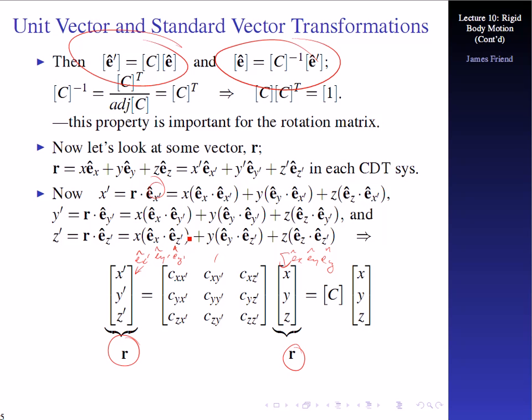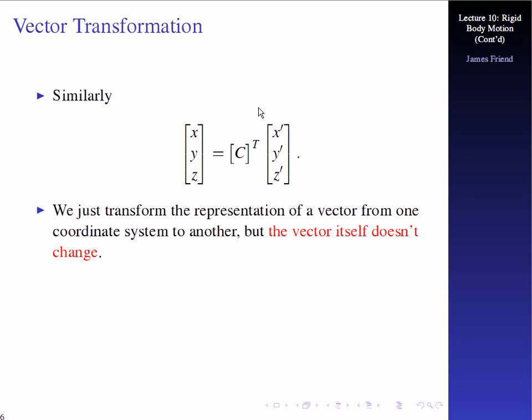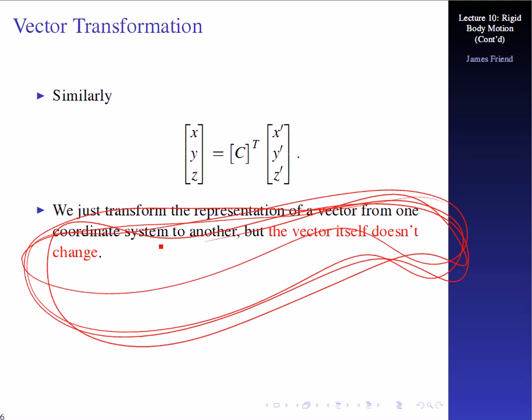And then the C matrix is the link between the two representations, and as a consequence, it actually uses both sets of unit vectors, and how the scalars, how this transformation goes between the two. We can go the other direction as well. Notice that instead of having to write the inverse, since the adjoint is just equal to 1, we actually use minus 1. And so then X, Y, Z is actually equal to C transpose X prime, Y prime, Z prime. We just transform the representation of the vector from one coordinate system to the other, but the vector itself does not change, okay? Do not forget this.